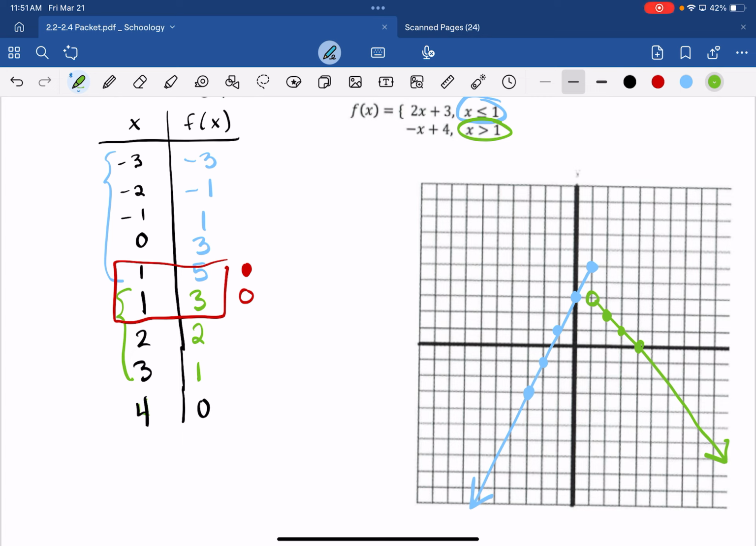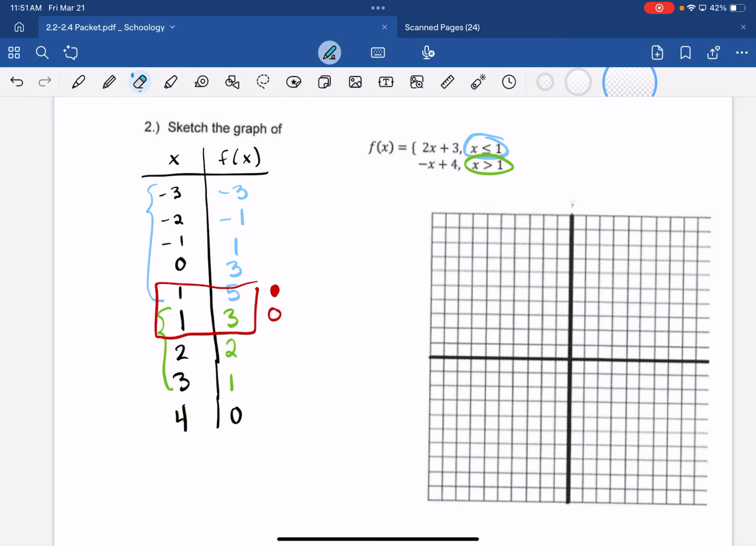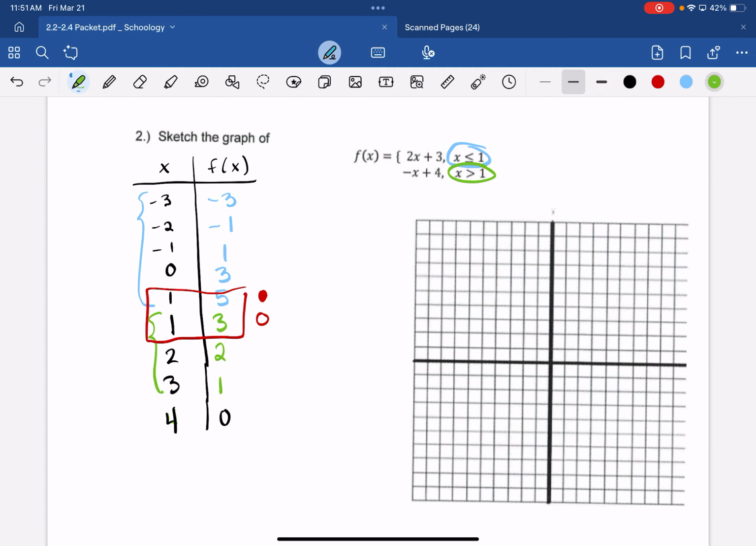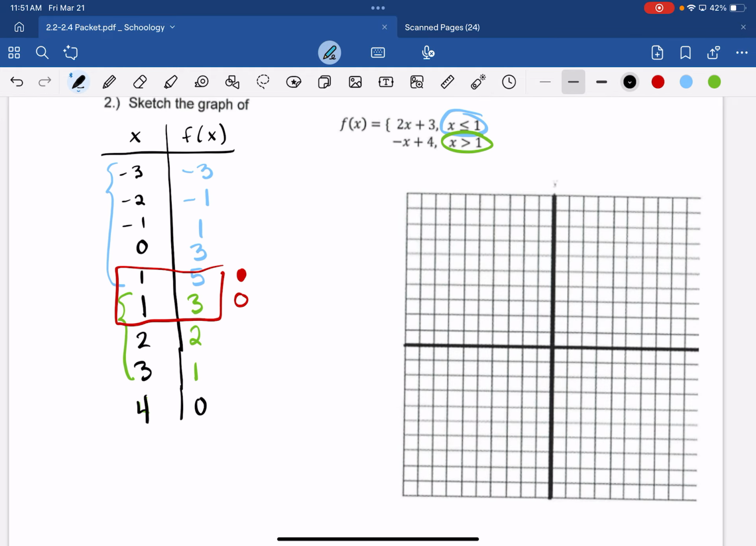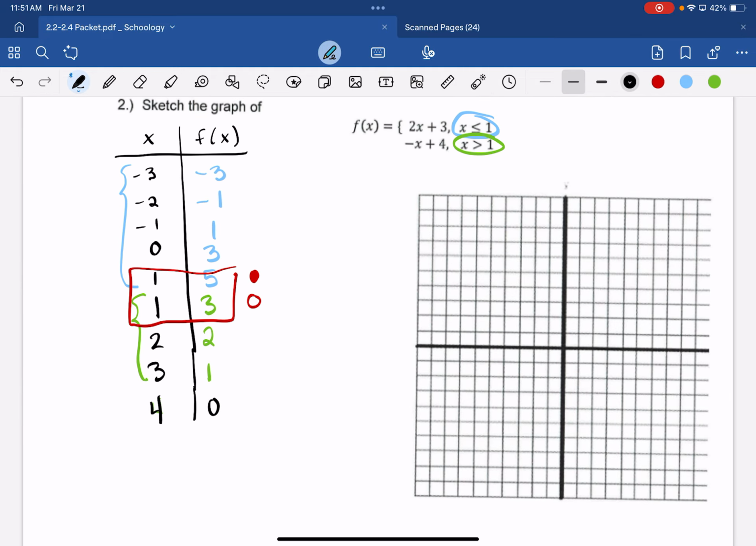I'm just going to erase my graph real quick and show you the second way to do it, if maybe you didn't follow that version. That's okay. Personally, when I first learned this, I did not do it that way. What I did was I looked at my piecewise. I saw that 1 is that moment when things change. So I went to my x value 1, and I just put a little dotted line there.